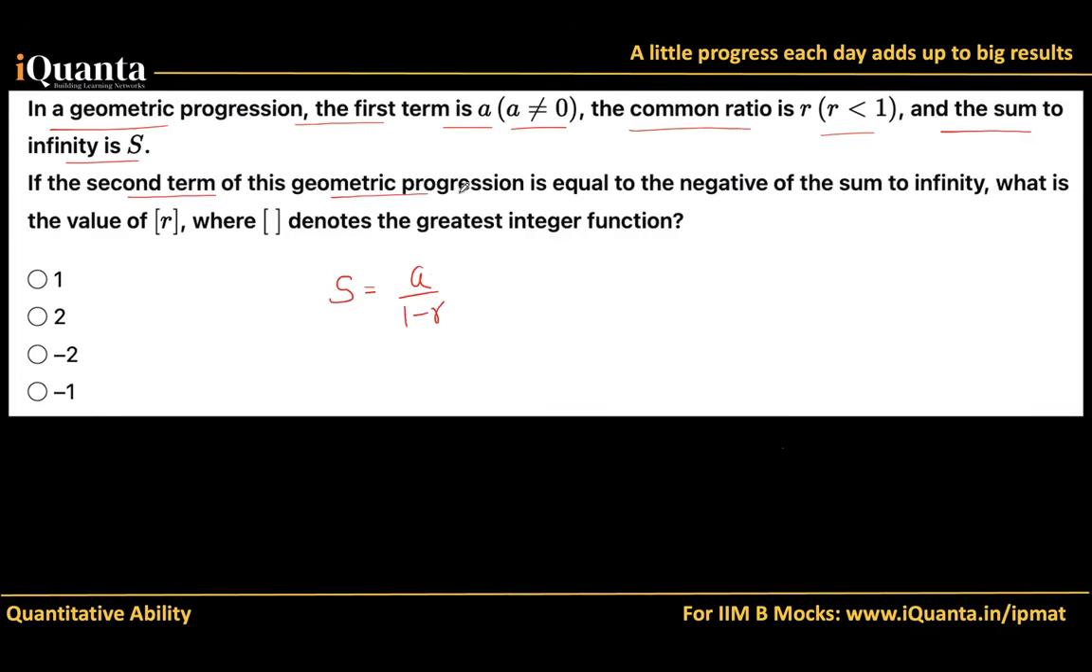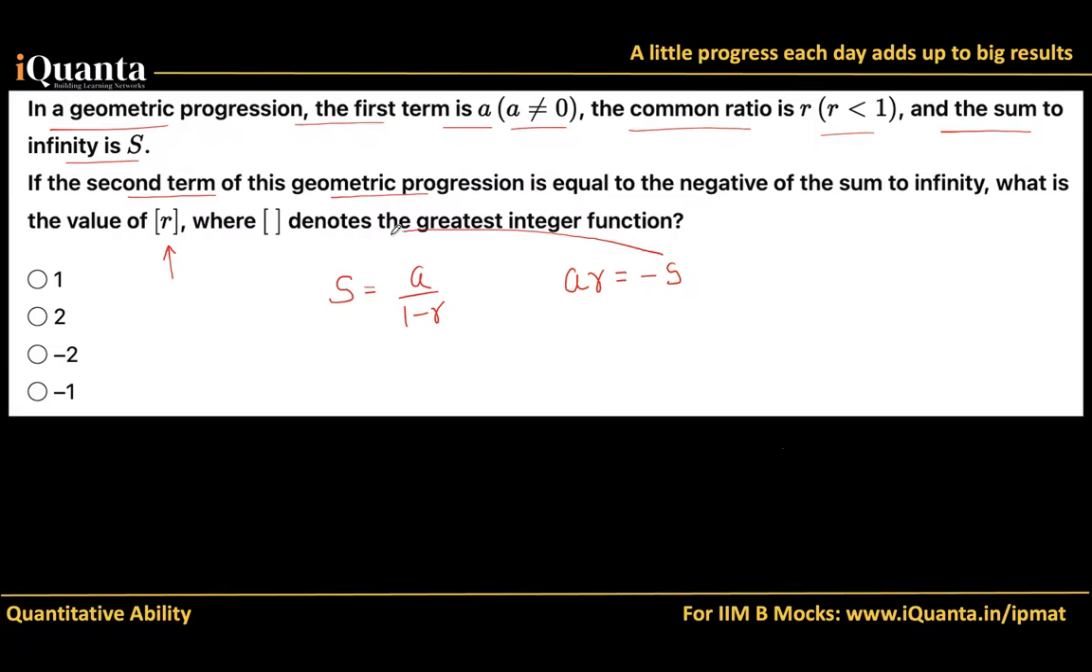If the second term of the geometric progression, which is ar, is equal to negative the sum to infinity S, what is the value of the greatest integer function, the integer value of r we can say? So we need to solve these two equations, relate them, and then probably we'll be able to get the answer.